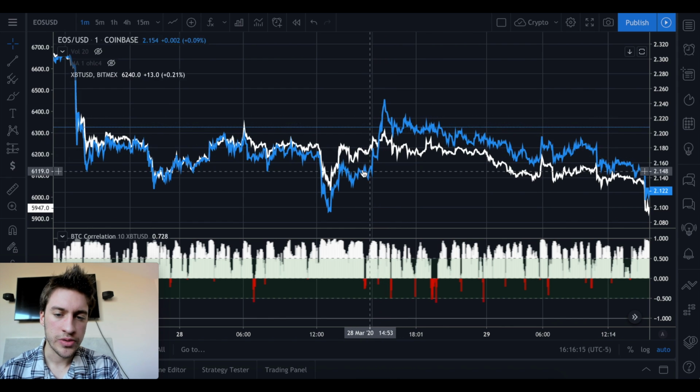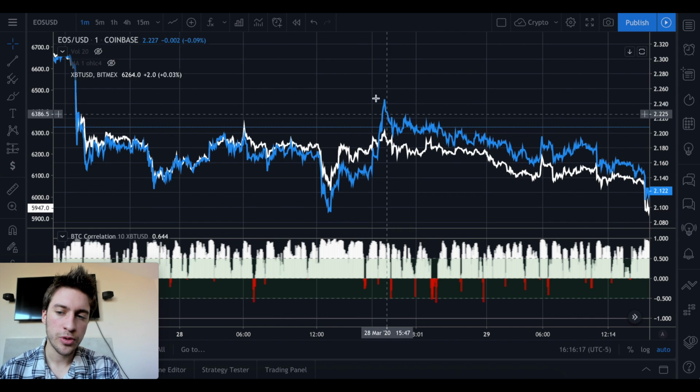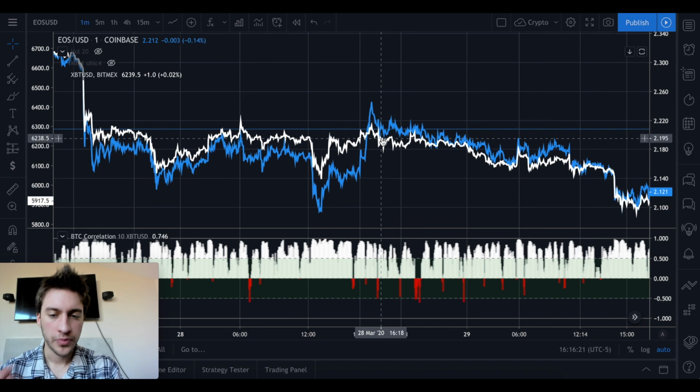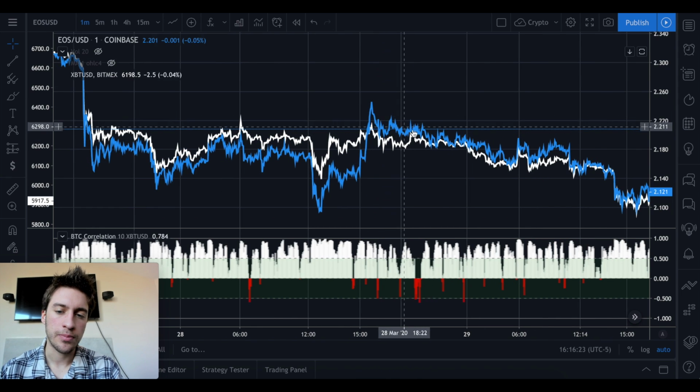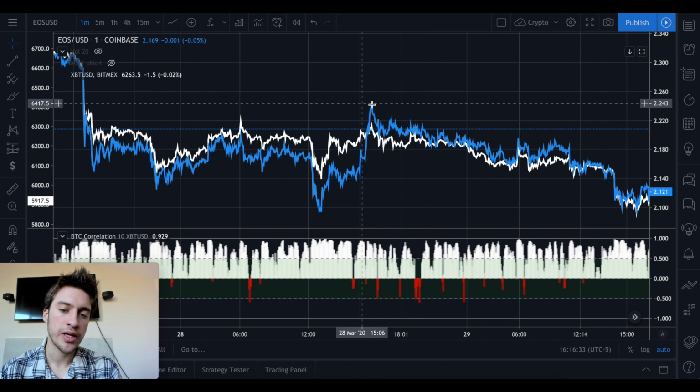Due to this crazy amount of movement, this would have been a pretty good time to short EOS and long Bitcoin. Had you done that, you could have made money when the two rates converge, as you can see they eventually do here. So you could have shorted this and then gone long this. You will take a slight loss on the long from Bitcoin perpetual, but you'll take an even greater profit from EOS.